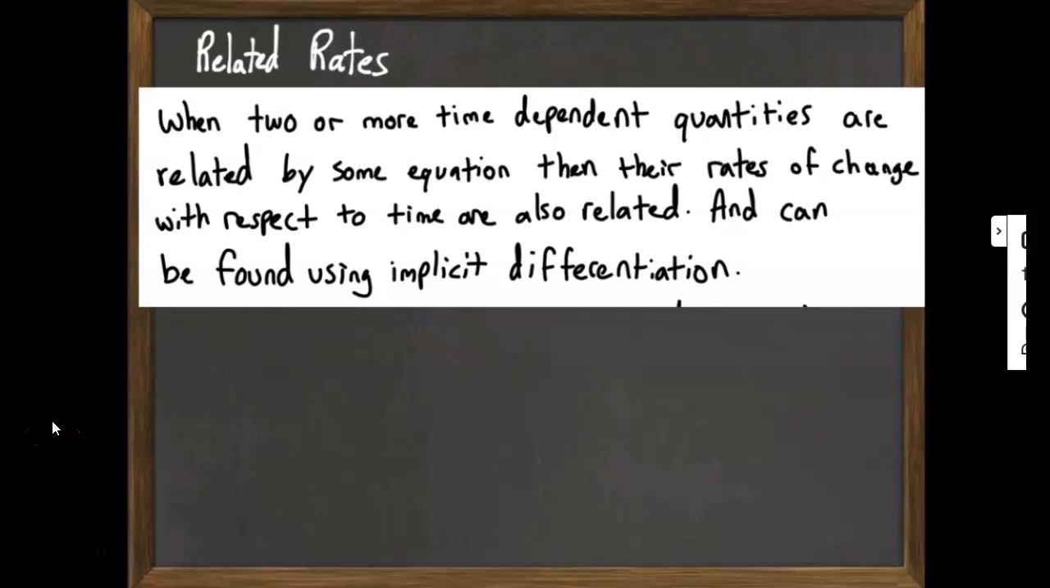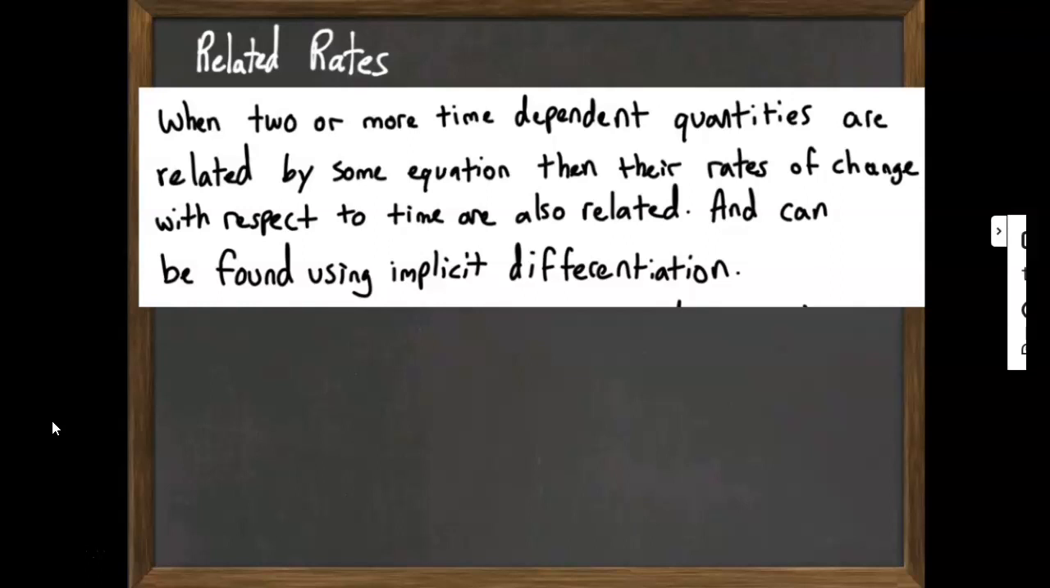Okay, welcome back. Today we're going to take what we've learned about implicit differentiation and apply it as we talk about related rates. As we read here, related rates occur when two or more time-dependent quantities are related by some equation. Then their rates of change with respect to time are also related, and we can find those by using implicit differentiation.